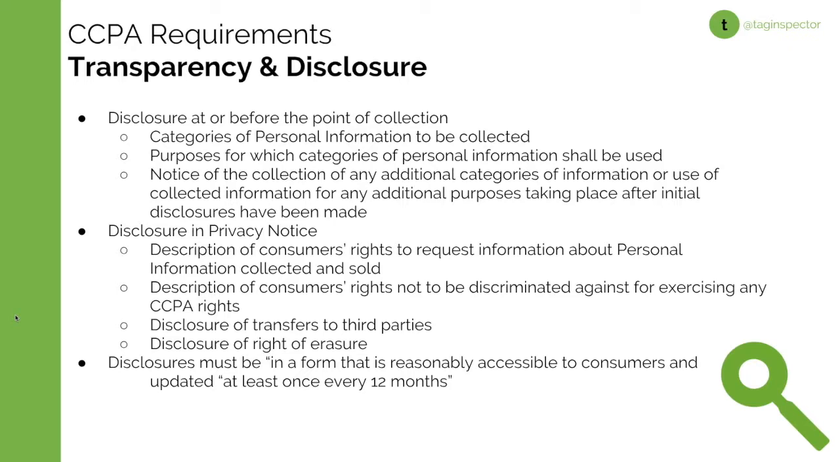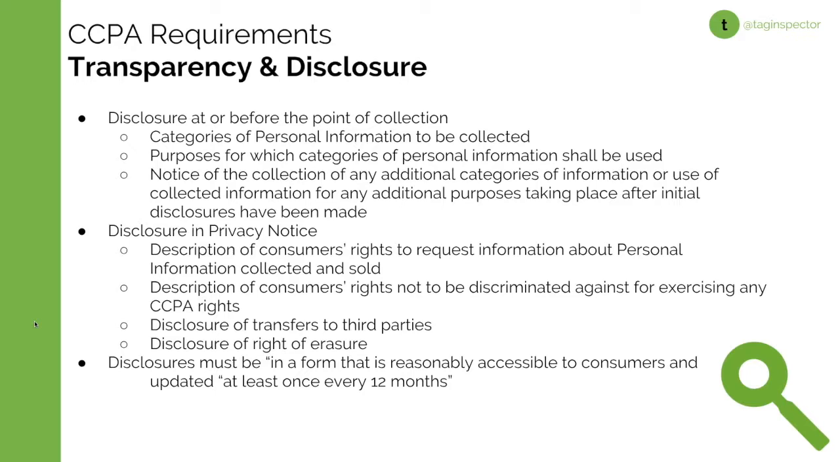Finally, you need to disclose that the consumer has the right of erasure. If they request it, their personal information needs to be removed from any of those platforms that you control, as well as any of those third parties to which you have shared or transferred that information. Disclosures here must be in a form that is reasonably accessible to consumers and updated at least once every 12 months. Oftentimes, you're going to be updating this more frequently than every 12 months, because the nature of tagging changes, and different initiatives and different platforms are being onboarded on your web properties, so those requirements are just going to change naturally.